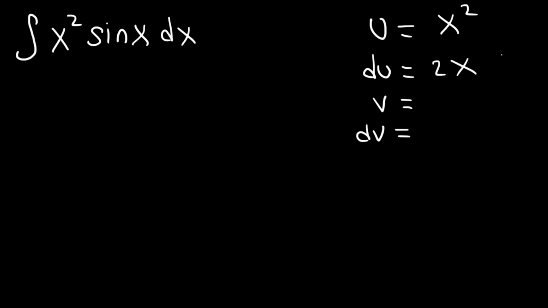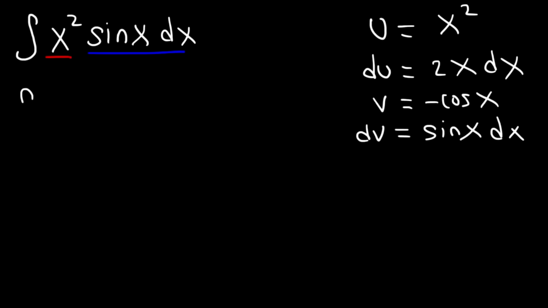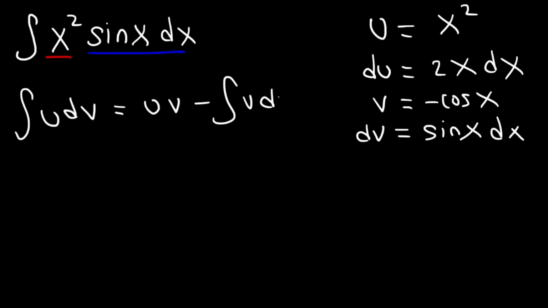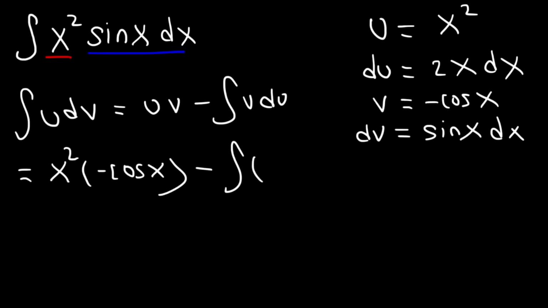du is going to be 2x dx. dv is sine x dx. So this is dv, and this is going to be u. The integral of sine is negative cosine. So let's start with the formula. u times v, that's x squared times negative cosine x, minus the integral of v, which is negative cosine x, times du, that's 2x dx.